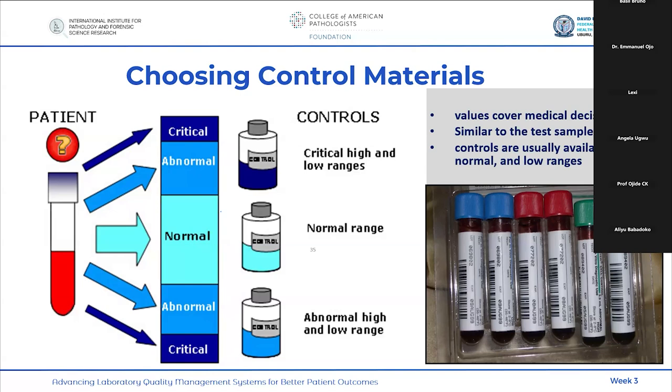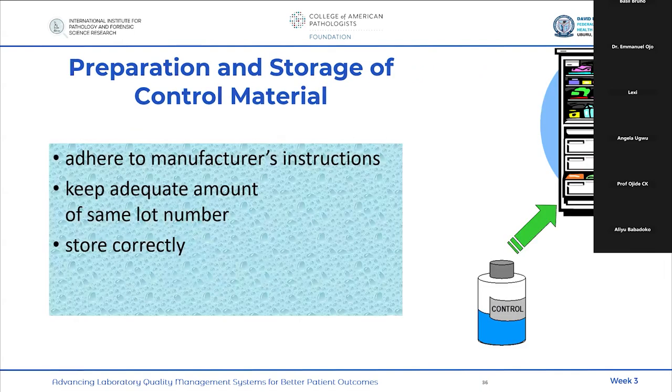And also, the control must pass through the same process that the patient sample will pass through. So in preparing and storing control materials, you need to adhere to manufacturer's instructions. You need to keep adequate amounts of same lot number, and you have to store at correct temperature.